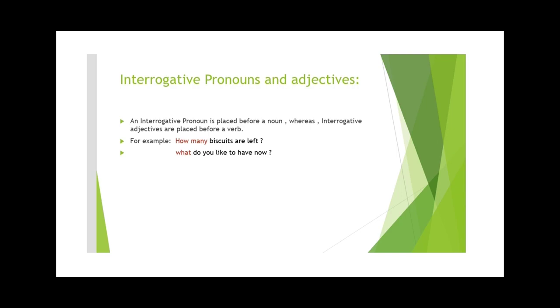In these examples, you can see that the interrogative pronoun, that is how many, has been placed before the noun biscuits, and in the second example, what is an interrogative adjective, as it is placed before the verb do.